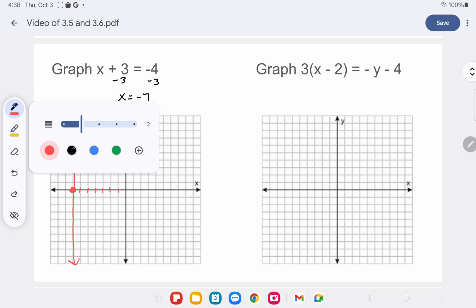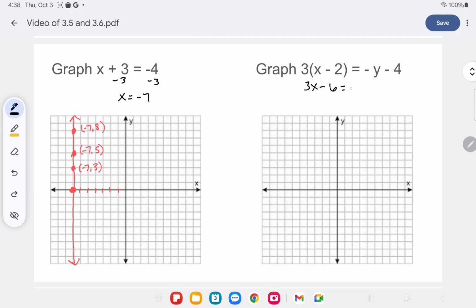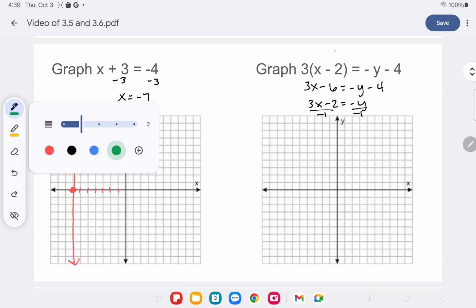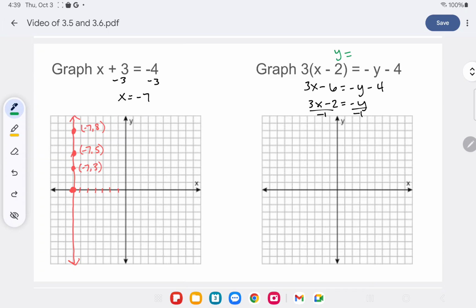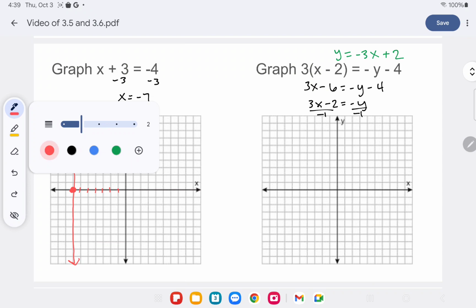The next one can be written in slope-intercept form because we have a y. So I'm going to start by distributing. And then I'm going to work to isolate my y. So I'm going to add 4 to both sides. And then divide everything by -1. So when I rewrite this equation, I now have y equals -3x plus 2. So our y-intercept is the +2.